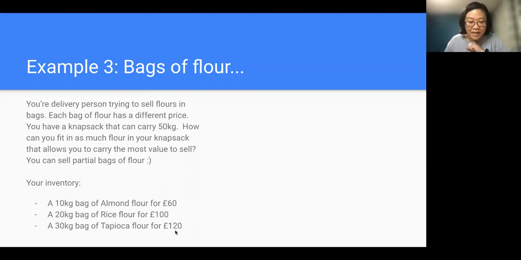I put it in my bag. And so I have 2 bags left and I have 20 kilograms to go, right? So what's going to happen? Then I choose the 20 kilogram bag of rice flour for 100. I hope I'm getting the point across now that it's a very similar pattern of problem where you have a list of choices and you choose the best option available to you at that point in time.